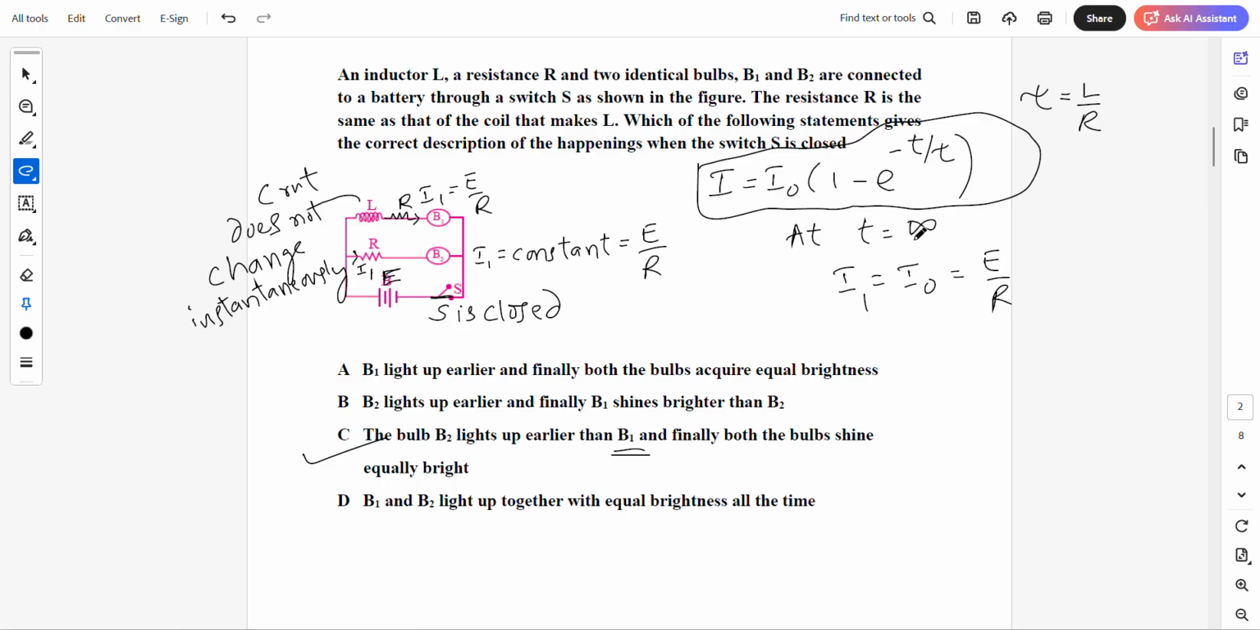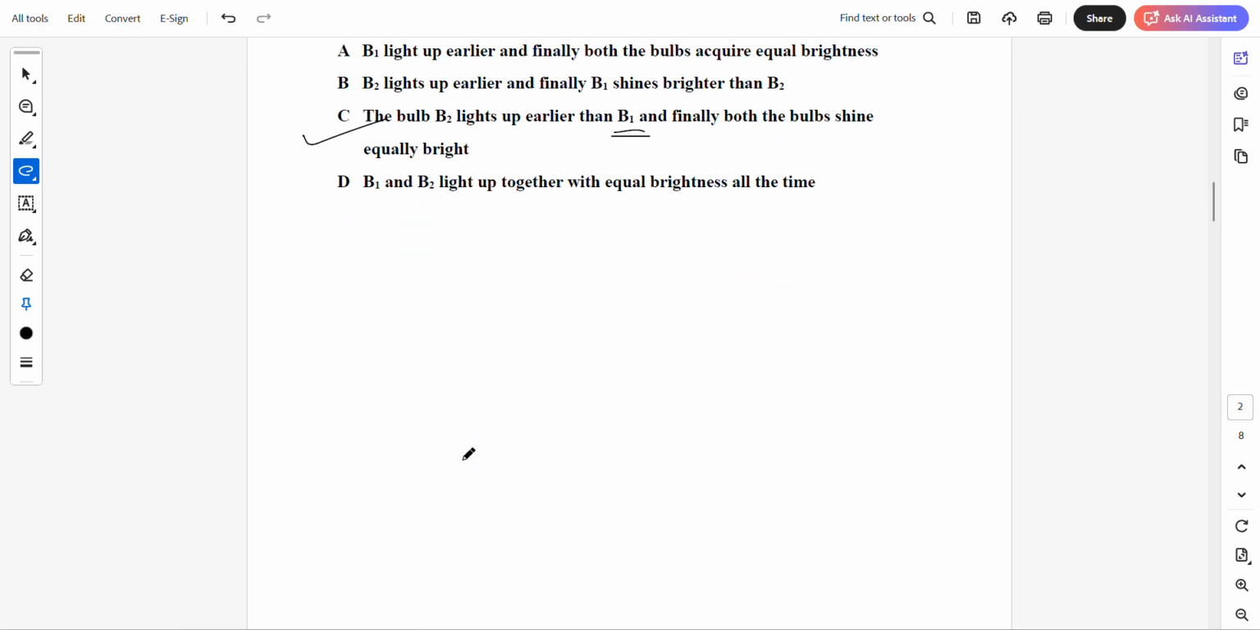At t is equal to infinity, if I put infinity here, this will be 0. 1 minus 0, so I is equal to I naught. Since I have taken this as I1, I am also taking this. The bulb B2 lights up earlier than B1, and finally both the bulbs shine equally bright. This is the right answer. Hope you have understood this one. Now next problem we will see.